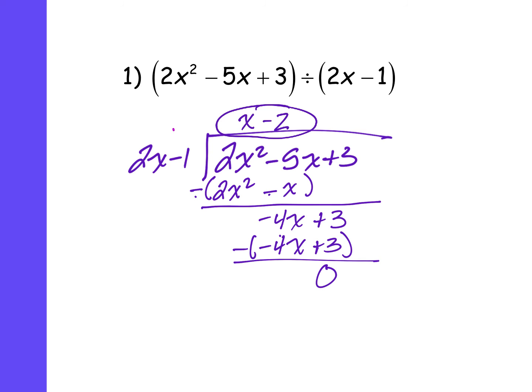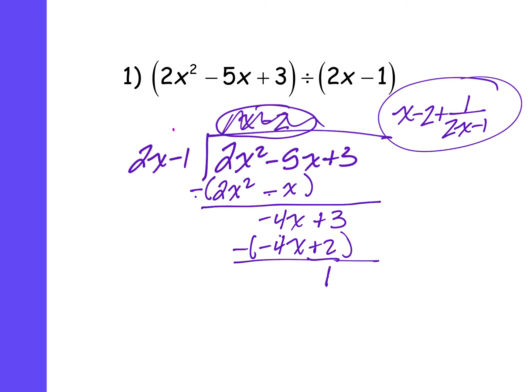Negative 2 times negative 1 is positive 2, not 3. It's definitely a Monday morning, and it's not even Monday. What is negative 2 times negative 1? Positive 2. So if I subtract them, I get a remainder of 1. So my answer should be x minus 2 plus 1 all over 2x minus 1. There we go. Thank you.